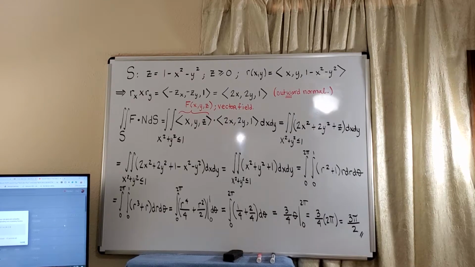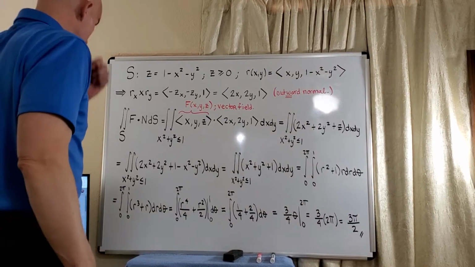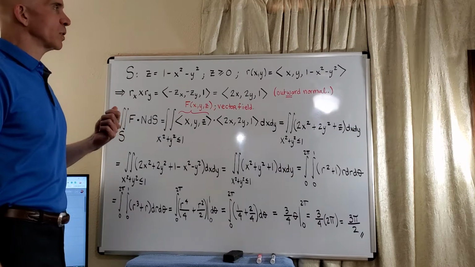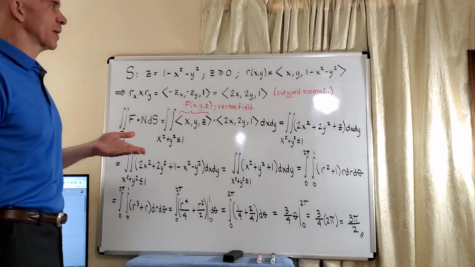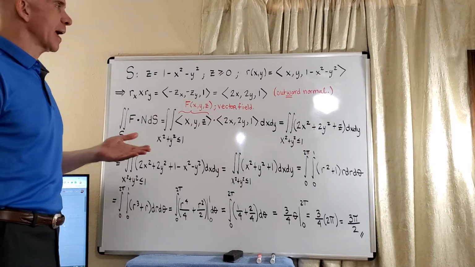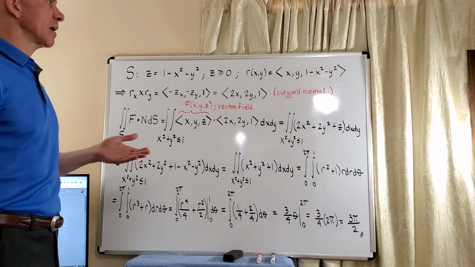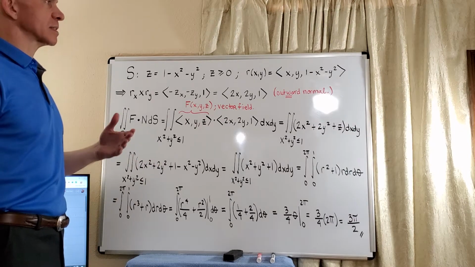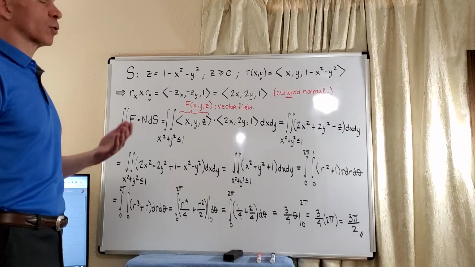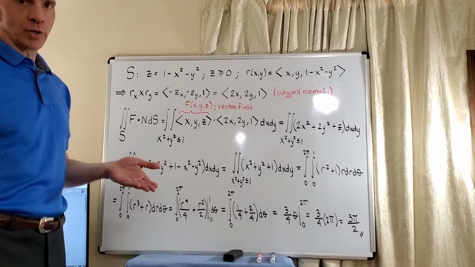Let's look at a surface integral of a vector field. In physics and engineering, when you compute the surface integral of a vector field, that's called flux. And that's one of the reasons that usually the scientists and engineers will require the outward unit normal.